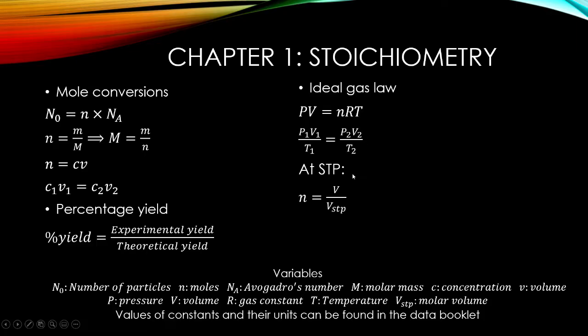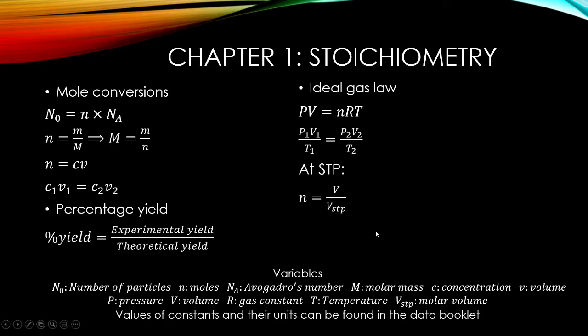Now there's also an equation to calculate the moles at STP, which is the volume of the gas divided by the molar volume at STP, which I think is 22.7. It's in the data booklet if you want to see it for yourself. It's just a convenient way to do it, but it really just comes from the ideal gas law. Because if you insert the variables at STP, you just get the volume for 1 mole as 22.7. So these are the equations for chapter 1, and I also added the variables here.